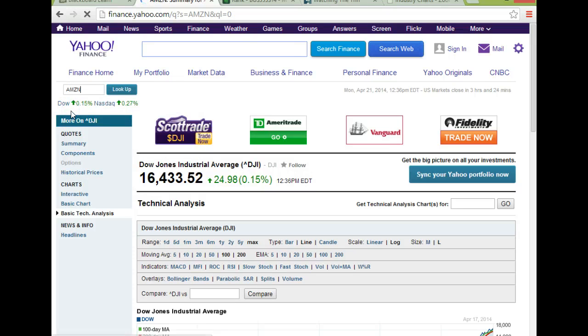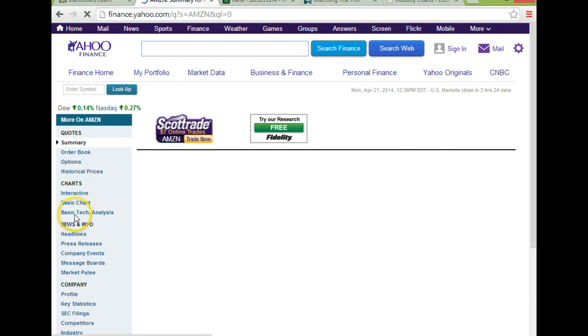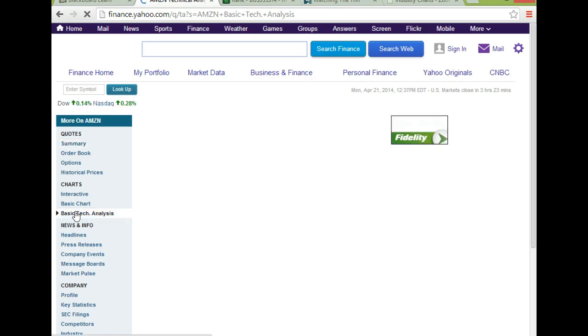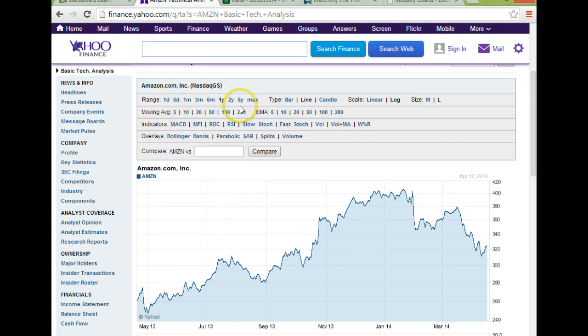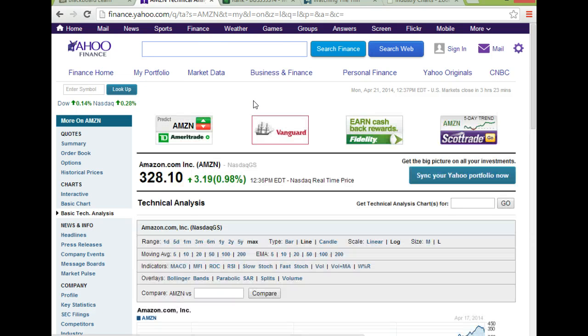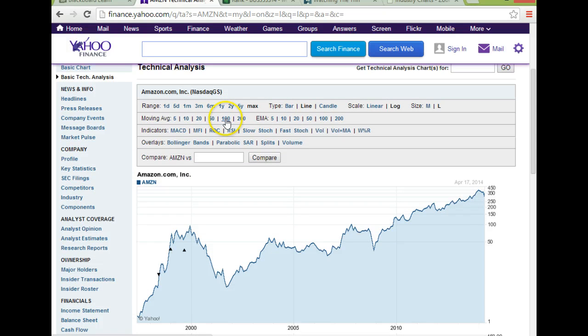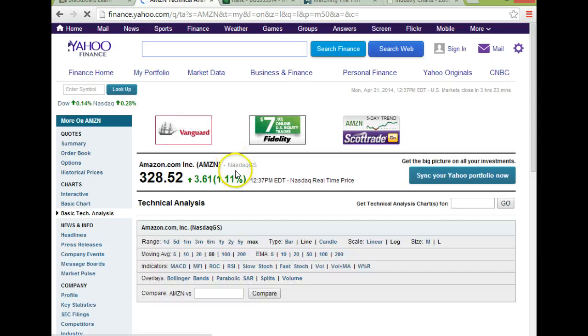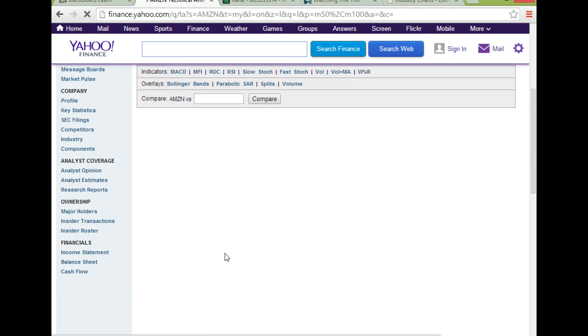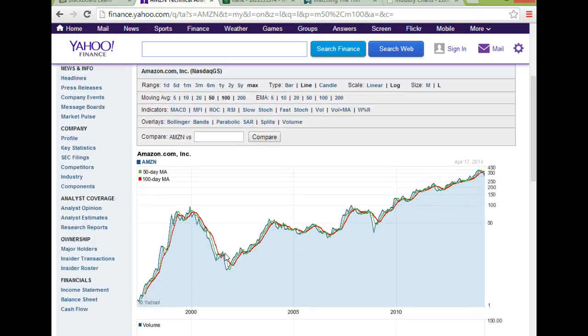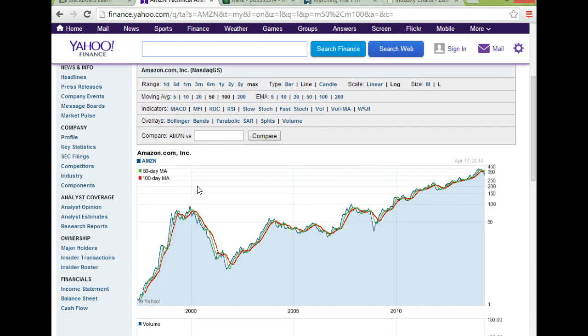Another good stock to look at, say Amazon. It's at $328. And let's do a max on Amazon, and we'll see a very nice trend with Amazon here. We'll do a 50 and a 100. There we go. Okay. So look at Amazon's chart here.